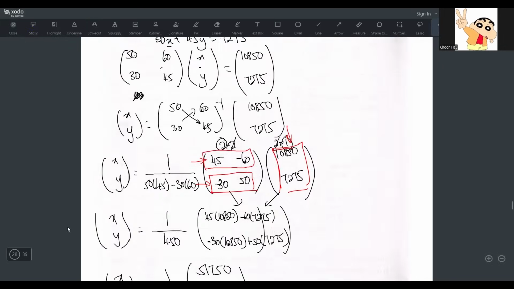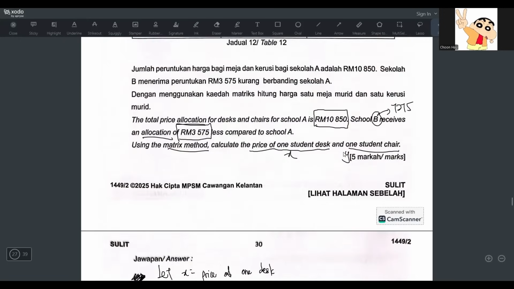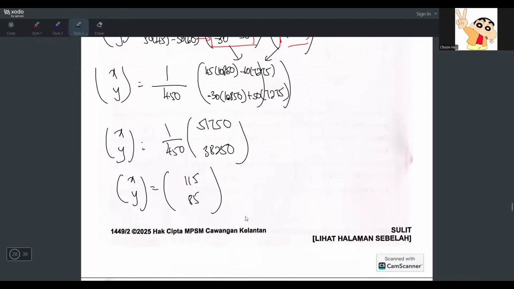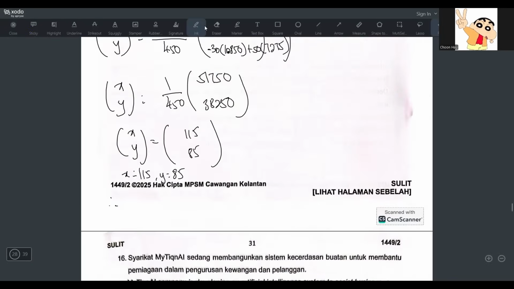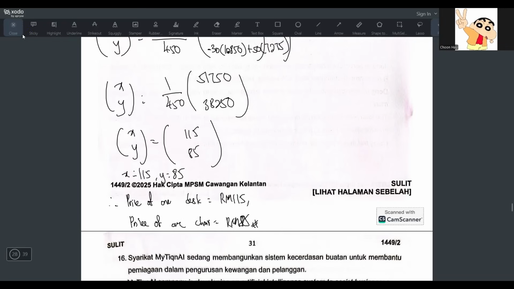Please don't stop here, because the XY represents the price of one desk and price of one chair. And the question also says calculate the price of one desk, one chair. So if you stop here, you will not get full marks. So you have to write one more line. We already know X is 115, Y is 85, right? But what is X? Price of one desk. So price of one desk equals 115, but I have to write RM because it's price. And then write one more, price of one chair is RM 85. You write like that, then only you get full marks. So this is the answer. All right, that's all.